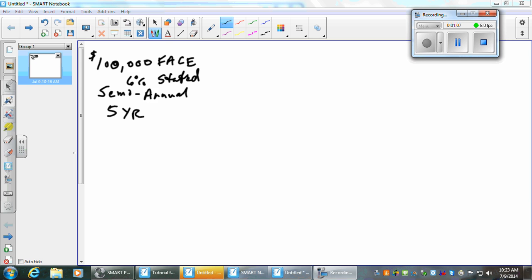Okay. And let's make it a 5-year bond. So it's due in 5 years. Okay. How many interest payments are there going to be? 10. This is too simple to believe. 10 interest payments of how much each? So this is on a piece of paper. That's absolutely right. So I've got $3,000. Right? That's the interest payment. That's a cash flow.